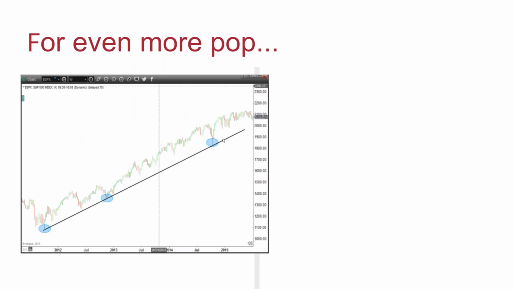And by the way, if you want to use this for even more pop, you can use it with simple moving averages and simple lines. For example, in the S&P 500 on the weekly chart, this pattern has repeated itself over and over and over again at a simple trend line. So you can get even more pop with this pattern if you use it in conjunction with simple moving averages and simple lines, right? So before we go into the current market, I'm going to ask you guys to give me ticker symbols and anything else you want to look at.